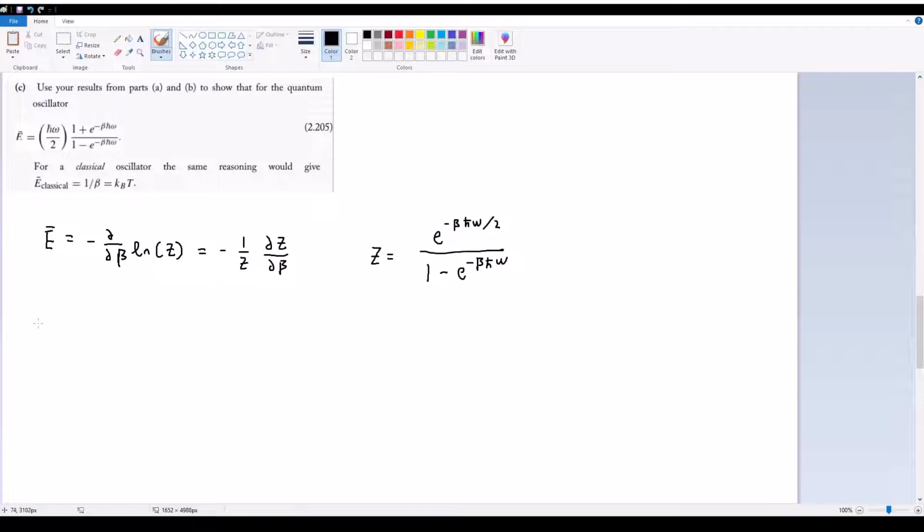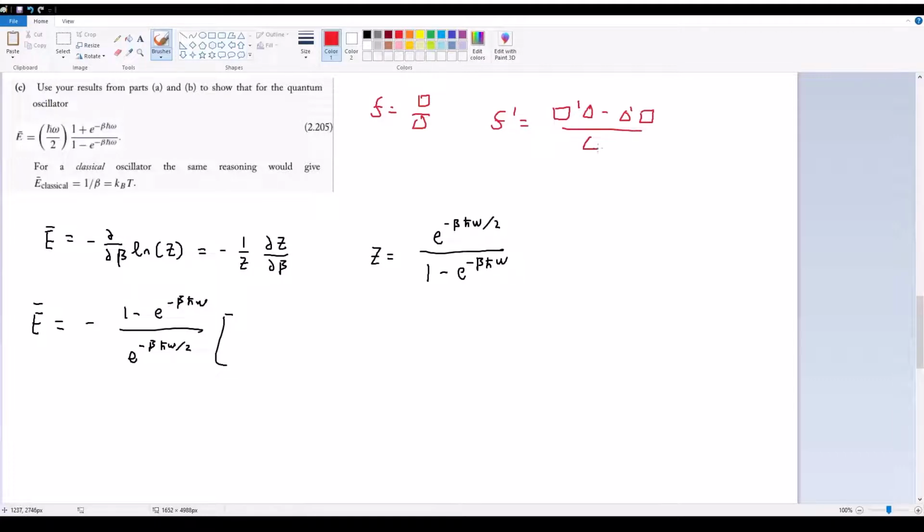So let's do that. E average is going to equal, first off, the negative of the reciprocal of Z, so negative (1 minus e to the negative beta h bar omega) divided by e to the negative beta h bar omega over 2, and then the derivative of this term. In general, whenever we have a function equal to box divided by triangle, the derivative of that function is box prime times triangle minus triangle prime times box, divided by triangle squared.